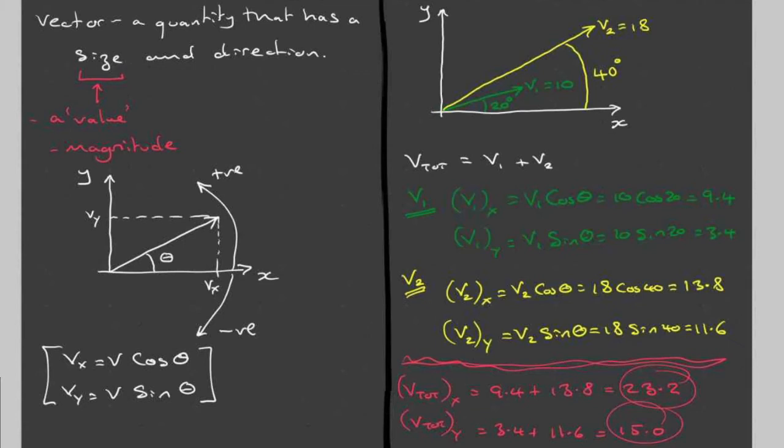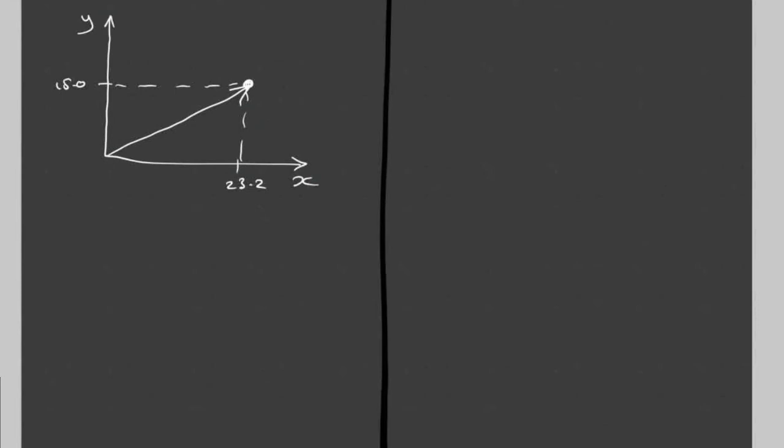You can almost consider them as x and y coordinates for a point. If you drew an x and a y axis and you were told to plot a point which had an x value of 23.2 and a y value of 15.0, then you would draw a point there. That is the arrowhead for the total vector. And it allows us to easily see from the right angle triangle that we have here that by Pythagoras, that squared plus that squared is equal to the square of the hypotenuse.